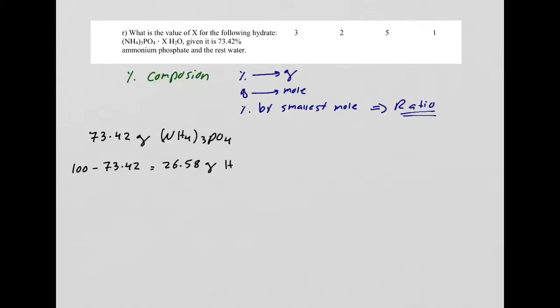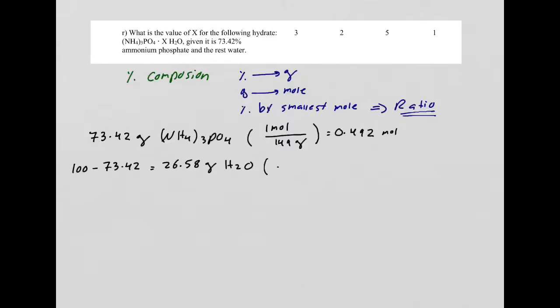And percentage, I can just say that's gram because it ends up being 100. So percentage to gram. Then what's the next thing? I have to do gram to moles. We know how to do this. How do we do this? Molecular weight. 1 mole of ammonium phosphate is 149 grams. So I get 0.492 moles of ammonium phosphate.